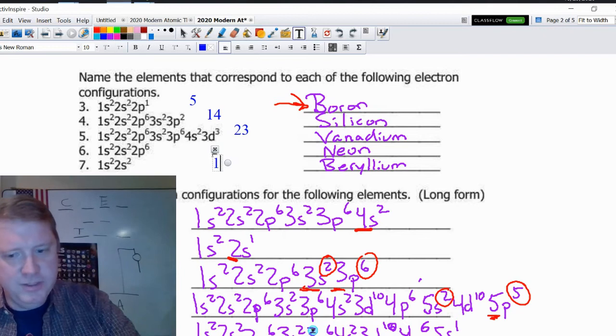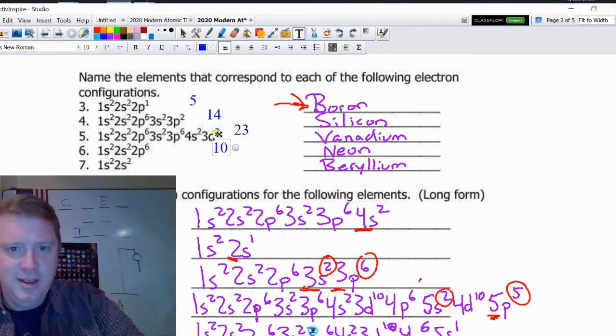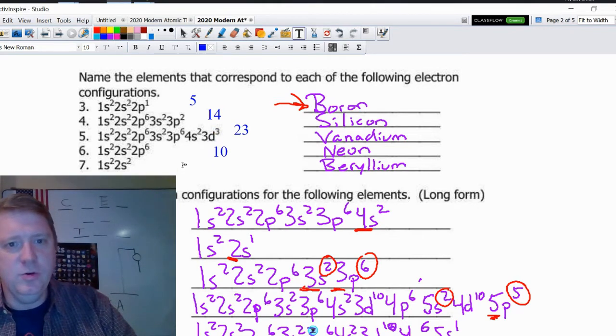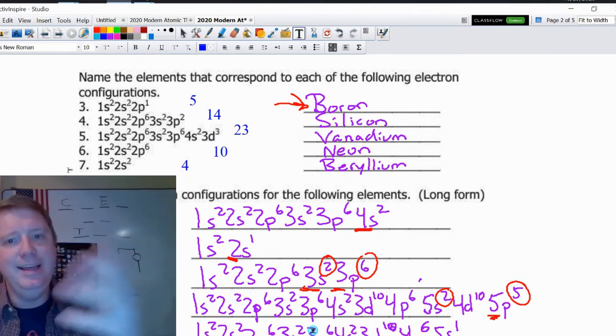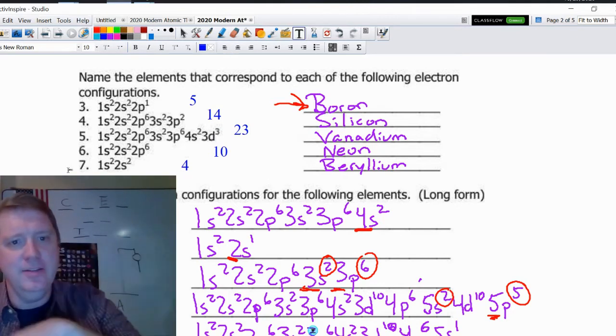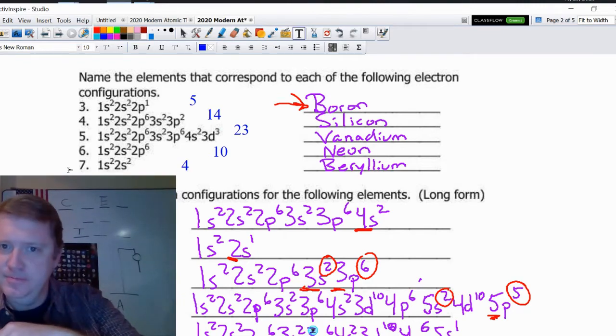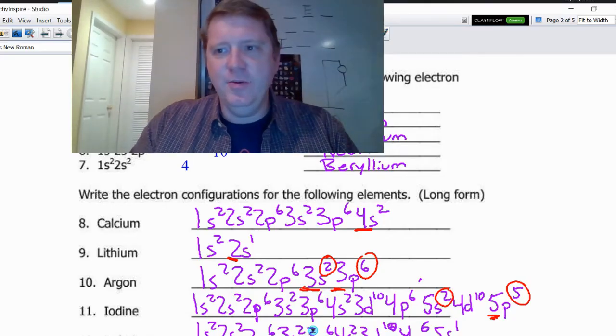Then we have 2 plus 2 plus 6, which is 10. That would be neon, and of course 2 plus 2 is 4, that would be beryllium. And that's one easy way to do it. You just add together the superscripts, okay? All right, let's talk about the other way to do this.